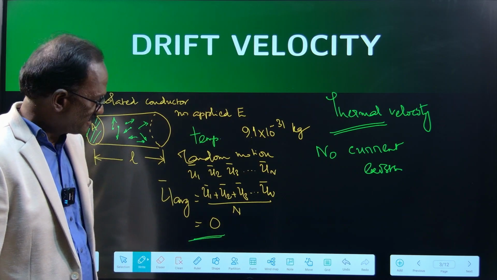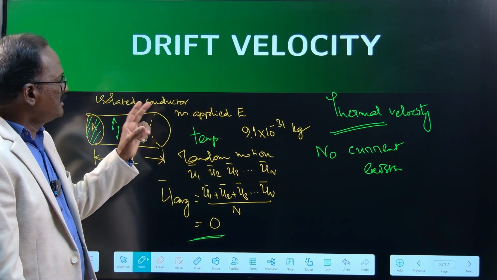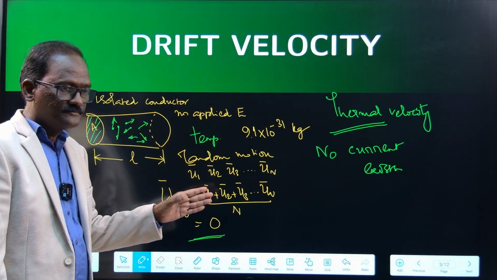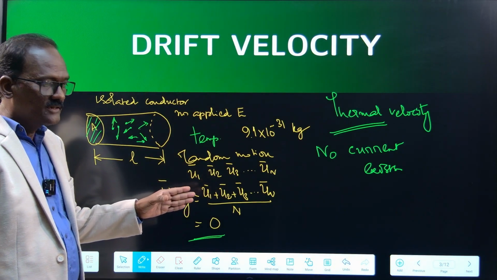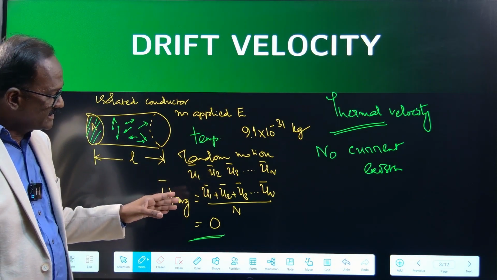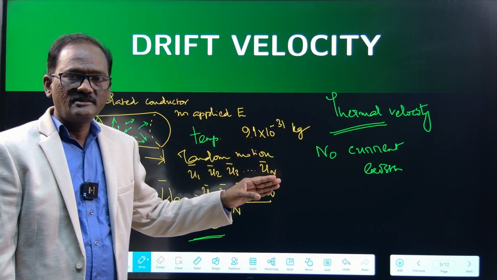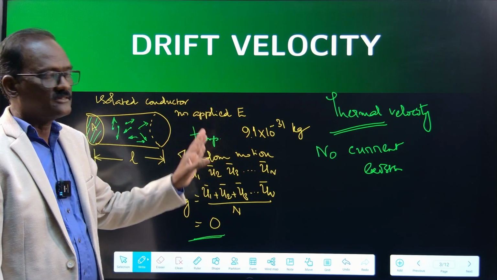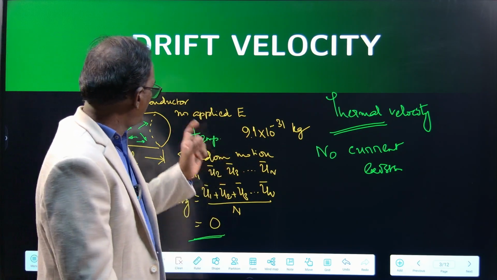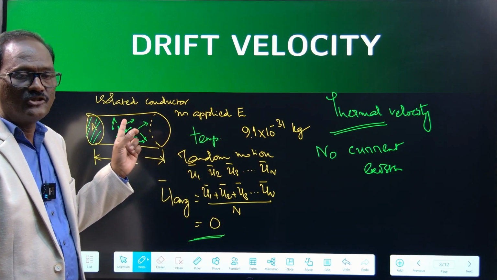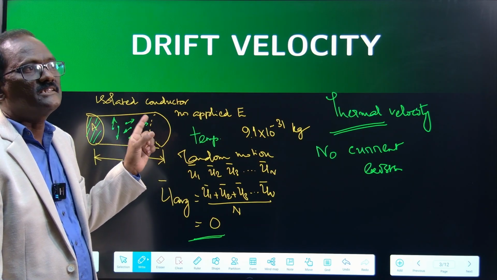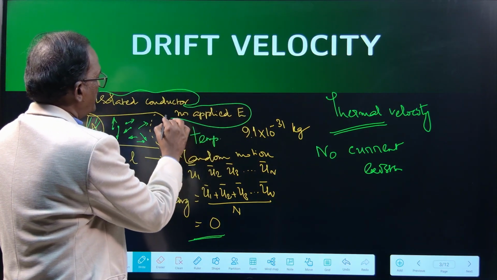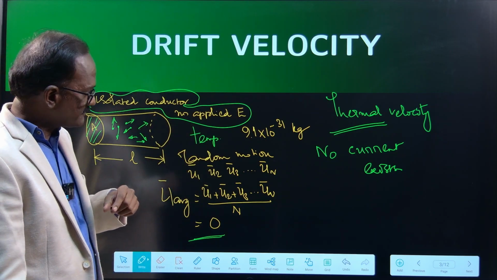No current exists in this case. It is an isolated conductor. No electric field is applied externally. So the random motions cancel each other, and the average thermal velocity becomes 0. No movement, no current. So this is the conclusion of considering this case: an isolated conductor with no applied electric field.